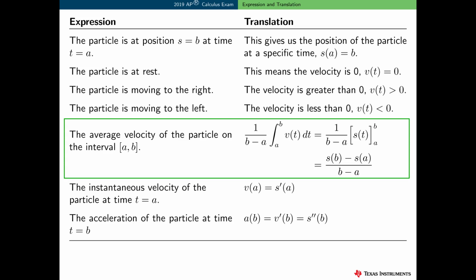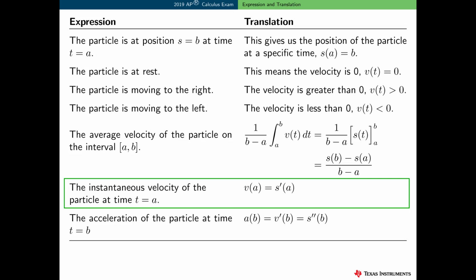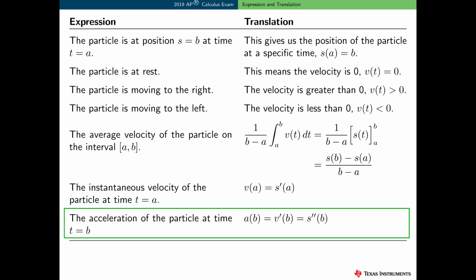And remember that the antiderivative of the velocity function is the position function. The instantaneous velocity of the particle at time t equal a is the derivative of the position function at t equal a. And the acceleration of the particle at time t equal b is the second derivative of the position function, which is the first derivative of the velocity function.